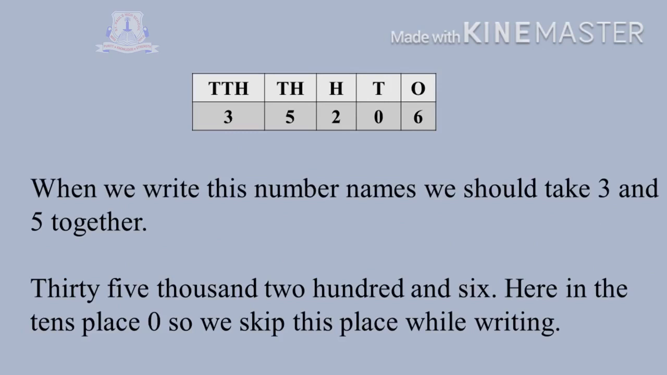The next number is 35,206. Here 3 is in the 10,000s place, 5 is in thousands place, 2 is in hundreds place, 0 is in tens place and 6 is in ones place. When we write this number name, we should take 3 and 5 together. So the number name is thirty-five thousand two hundred six. Here the tens place is 0. So we skip this place while writing.